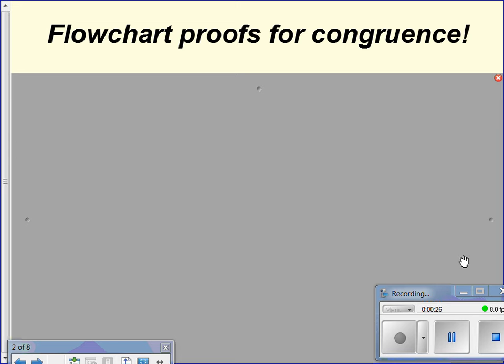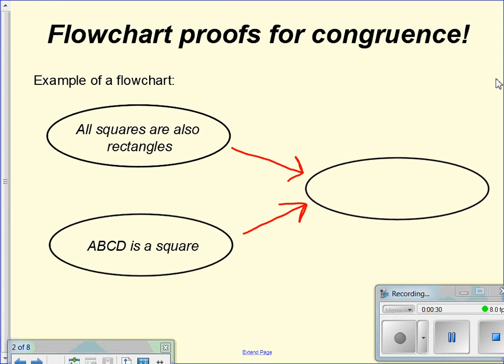So the first question might be, okay, what's a flowchart? Here's my example of one. And of course, we're using a little geometry because, well, why not? We're in geometry. So this example here, I've got two bubbles basically, right? And statements in each bubble, okay? My first statement is all squares are also rectangles. My other is ABCD is a square.